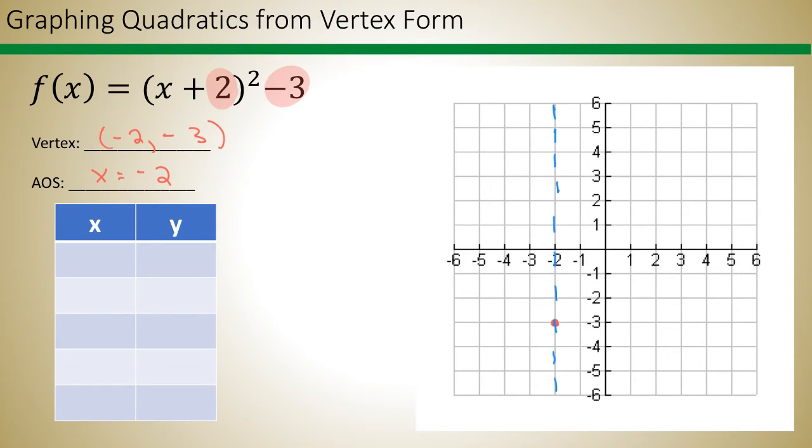So on our table, I'm going to put the vertex in the middle of our table. And then we're going to choose two numbers on each side. So let's do negative 3, negative 4, and then negative 1 and 0. I'm just choosing the numbers that are around the vertex. And we're going to substitute them into this function. So if I put negative 4 right here, negative 4 plus 2 is negative 2. Negative 2 squared is 4. 4 minus 3 is going to be positive 1.